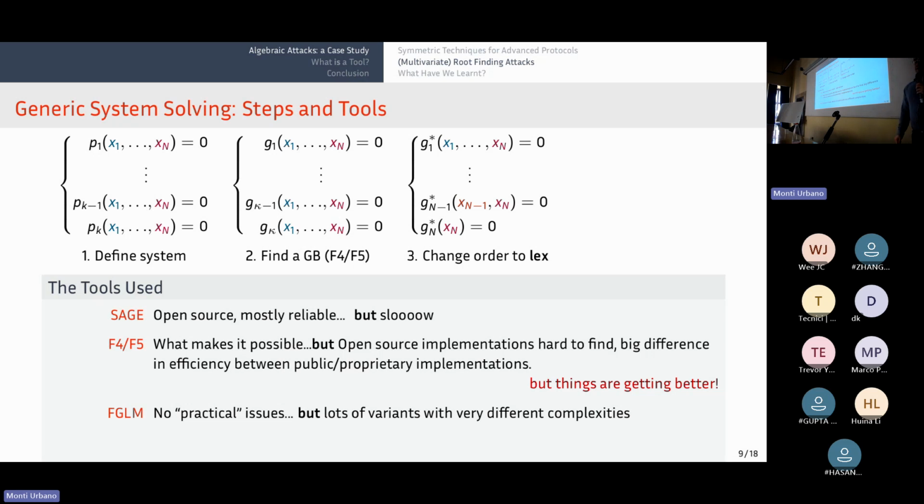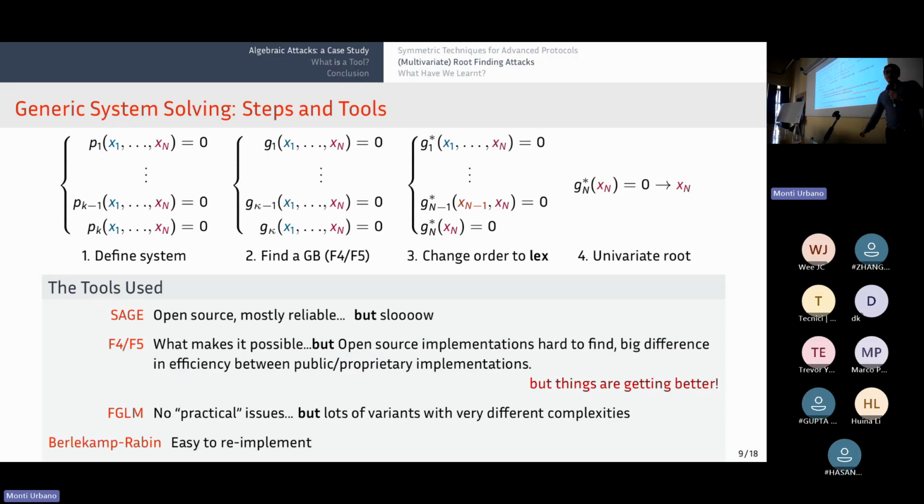However, there is a lot of variance. FGLM is the first algorithm that could do this step, but there are many, many variants that can be extremely efficient in some contexts and very bad in some others. So it can be very difficult to figure out which one you should use for your attack.